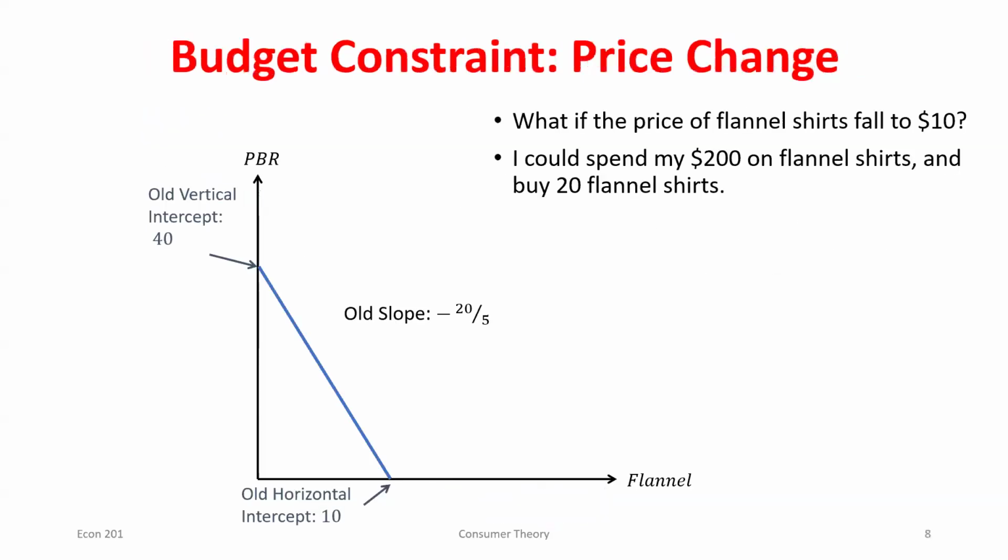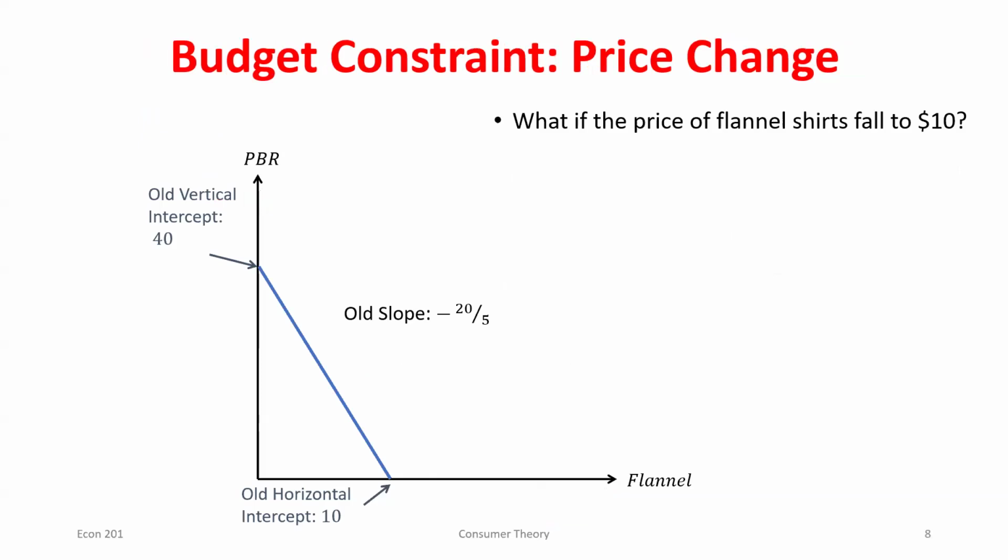Now, what if we have a change in the price of flannel shirts? So just intuitively, if the price goes down, can I afford to buy more or less than I was before of flannel shirts? More, right? Now, if I have combinations of these two goods and the price of one goes down, not only can I buy more flannel shirts if I'm only buying flannel shirts, I can afford different combinations of these two goods that I couldn't afford before.